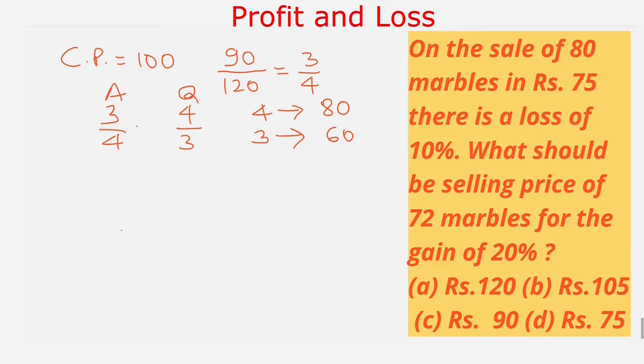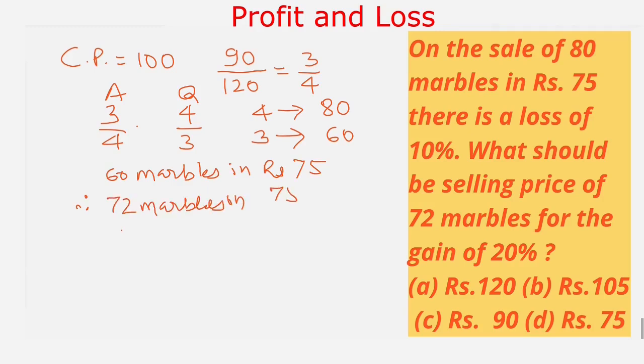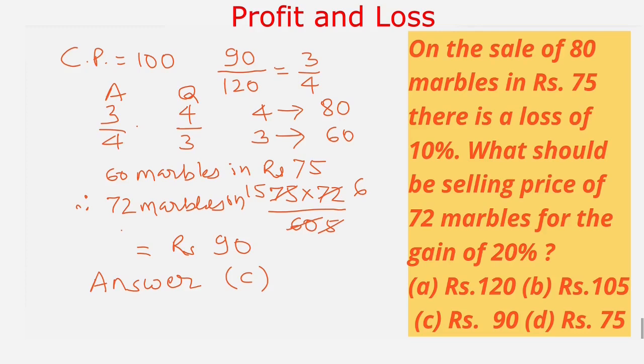Now it is very easy. We have to find the cost of 72 marbles. 60 marbles we have to sell in rupees 75. Then we have to find the value of 72 marbles. This is equal to 75 into 72 divided by 60. 12 cancels 60 for 5 times and 72 for 6 times. And 5 cancels 75 for 15 times. So this is equal to 15 times 6, which is rupees 90. And from the given options, our answer is option C.